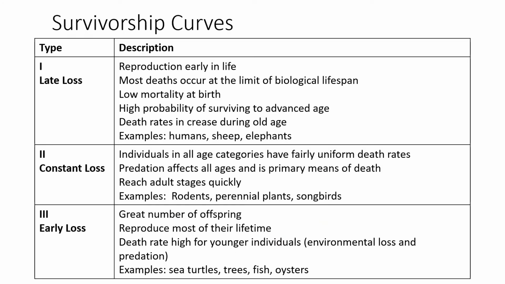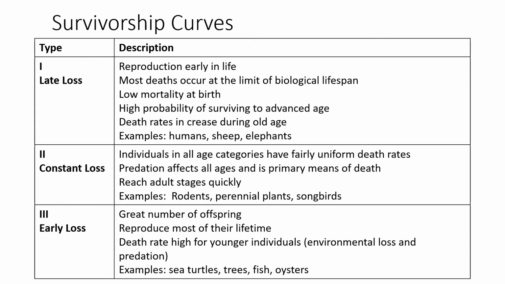And here's a little breakdown of life strategies again. Type 1 on the curve has very late loss in life, with reproduction early in life. Most deaths occur at the limit of the biological lifespan, way at the maximum lifespan. Very low mortality at birth and a high probability of surviving into advanced age. So death rates increase during old age, and some examples are humans, sheep, elephants.